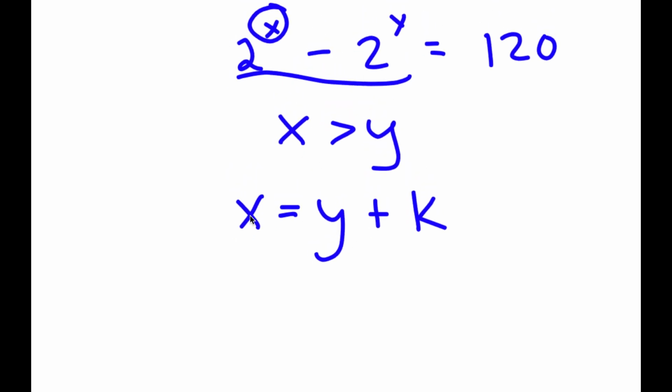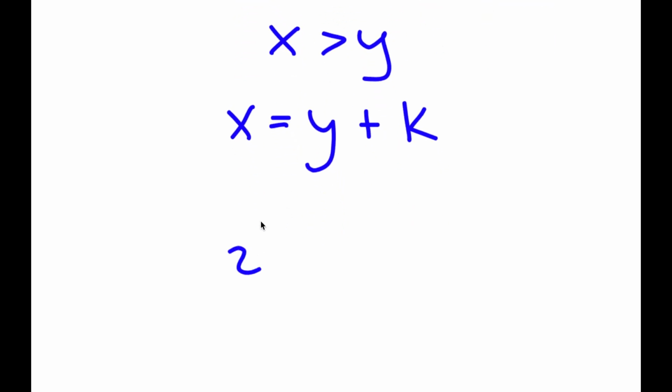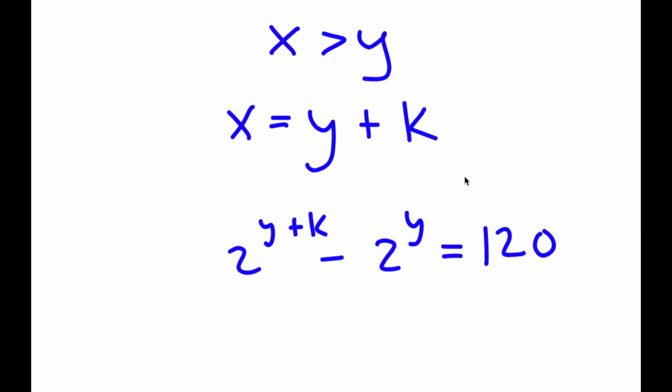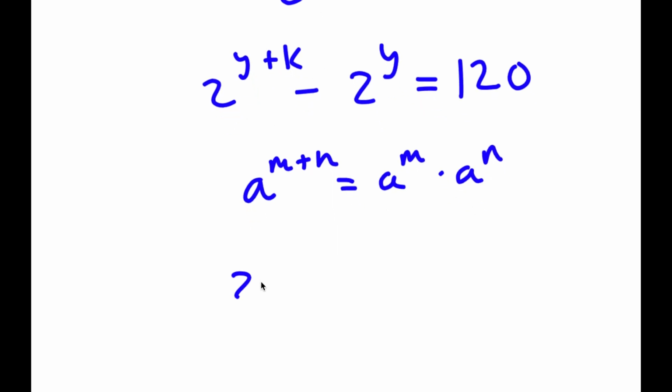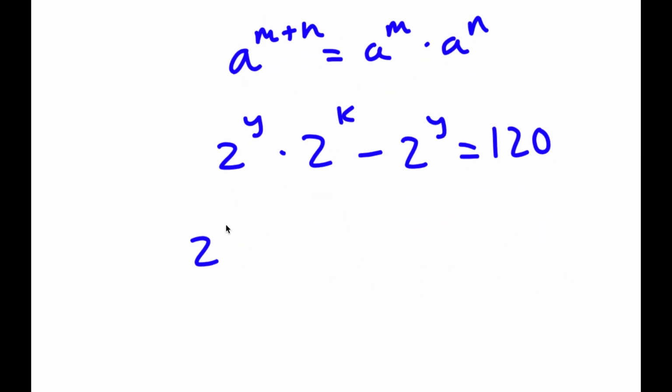So now, if I go ahead and replace x with y plus k, I get 2 to the power of y plus k minus 2 to the power of y is equal to 120. Now, if I have something in the form a to the power of m plus n, this is equal to a to the power of m times a to the power of n. So I can rewrite 2 to the power of y plus k as 2 to the power of y times 2 to the power of k. Now I have this minus 2 to the power of y is equal to 120. Now if I factor out 2 to the power of y, I get 2 to the power of y times 2 to the power of k minus 1 is equal to 120.